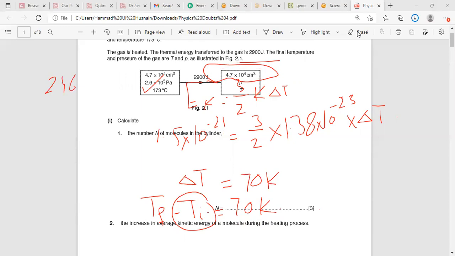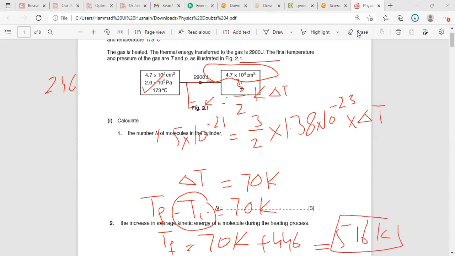So what will we do for final temperature? TF will be equal to 70 Kelvin plus initial temperature, which is 446, right? So the answer to the question, the final temperature, you can write, it will be 516, I guess. Yes, it's something like 516 Kelvin, right? So this is how you will solve this question. Is it clear, Rani? If you have any doubt, please ask the question.